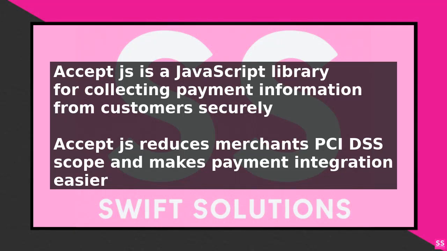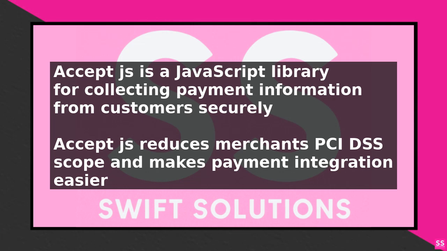To troubleshoot Authorize.net Accept.js, start by understanding what Accept.js is and its purpose. Accept.js is a JavaScript library provided by Authorize.net that allows merchants to collect sensitive payment information from customers without having to handle the data themselves. This reduces the merchant's PCI DSS scope and makes it easier to integrate payment processing into their websites.